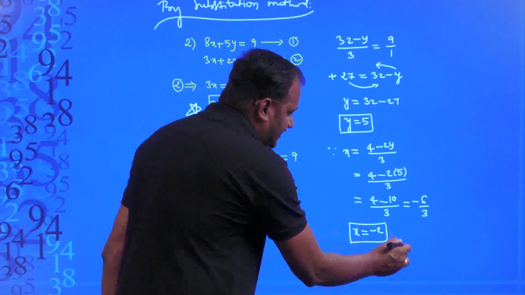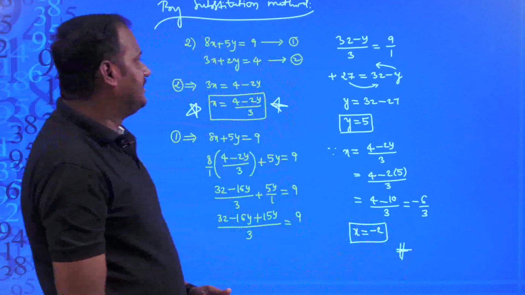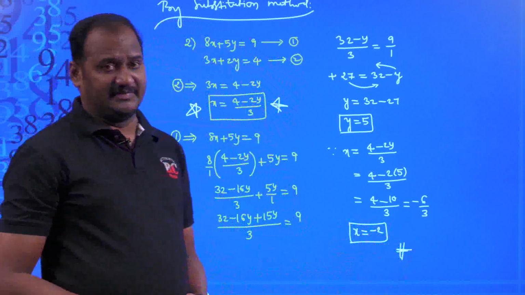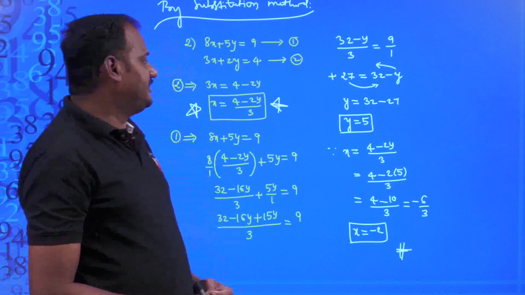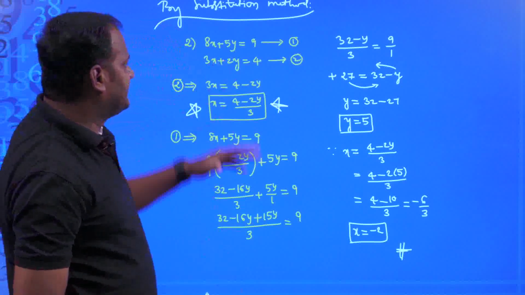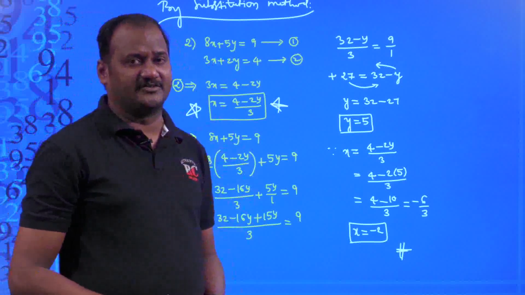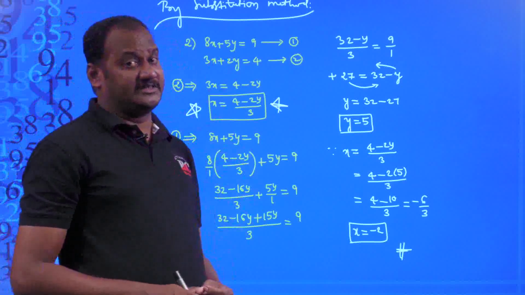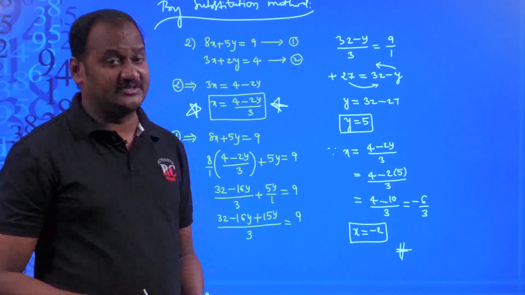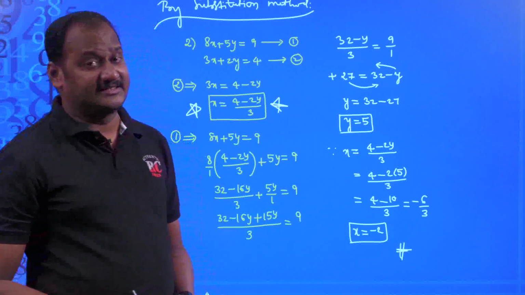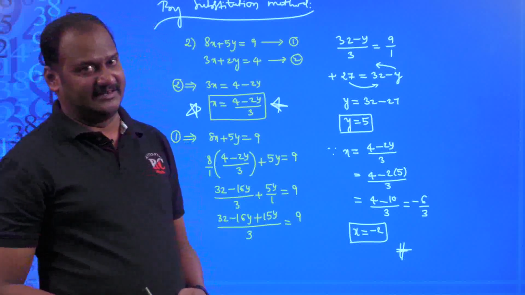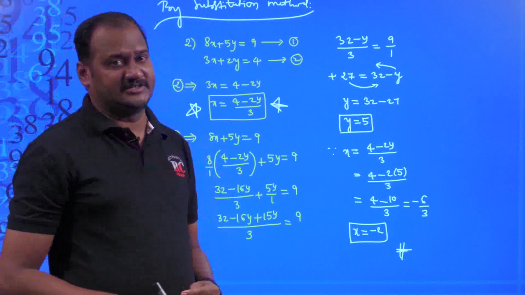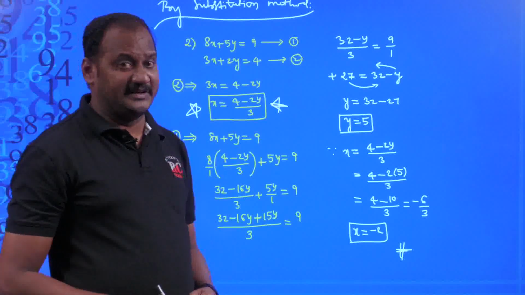So, this way you can find out the values of x and y by substitution method. But if we think logically, this method takes a lot of time to figure out the values of x and y. So, that is why there is one more method being introduced. What do you call that one more method? That is the elimination method.